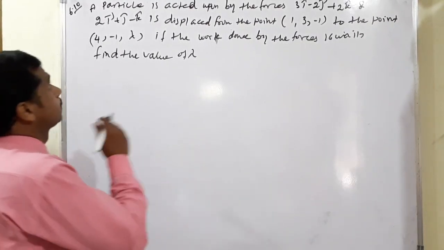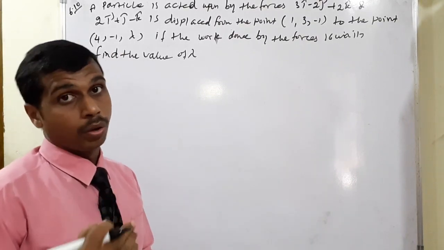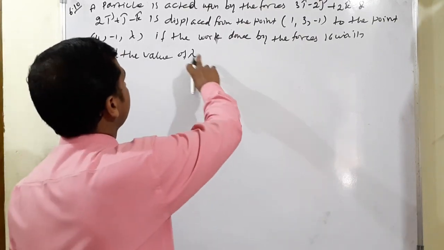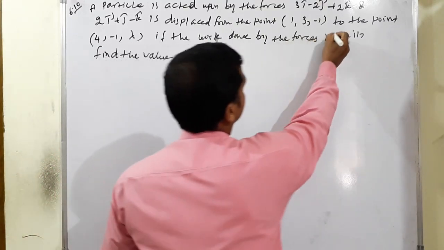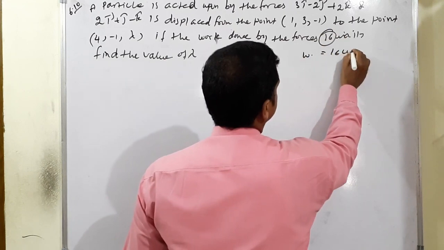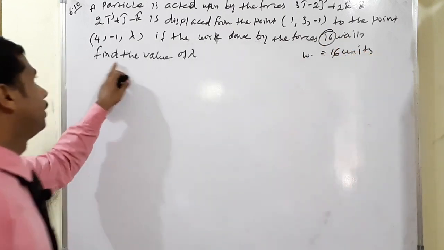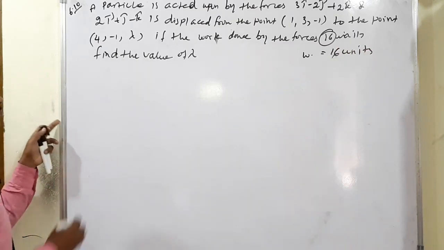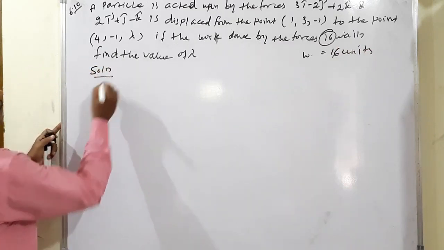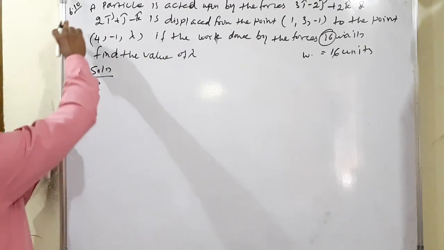Example 6.10. What is the question? In 6.9 we needed to find the work done, but here it is given clearly that the work done by the force is 16 units. So we need to find the value of lambda. Solution: the same steps as in example 6.9.